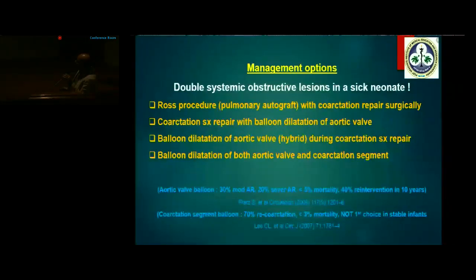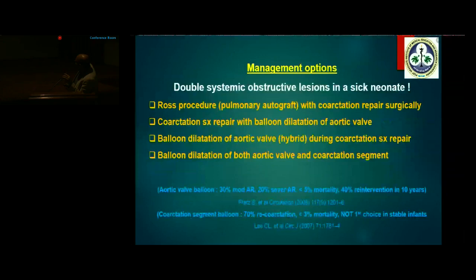We have the option of Ross procedure, that is, the child's pulmonary valve is replaced in place of the diseased aortic valve, and a cadaveric pulmonary valve is implanted in the child's pulmonary valve position, and coarctation repair surgically, that is with both surgery. Coarctation surgical repair with balloon dilatation of the aortic valve on the same day or next day, or balloon dilatation of the aortic valve in hybrid lab.